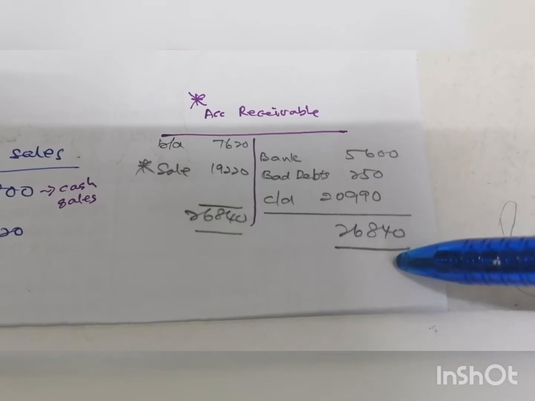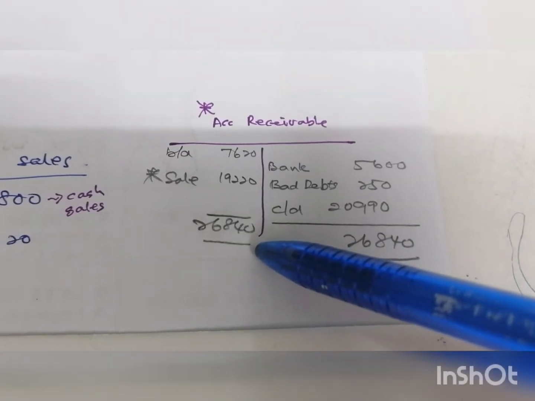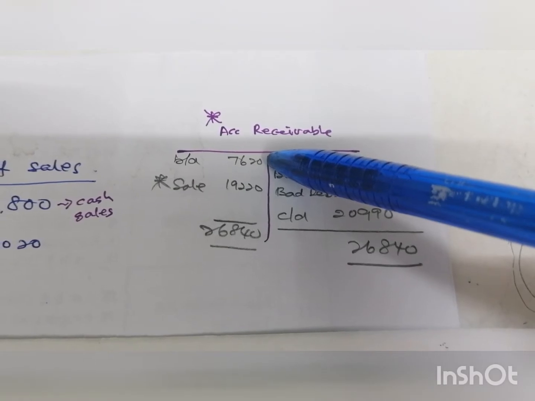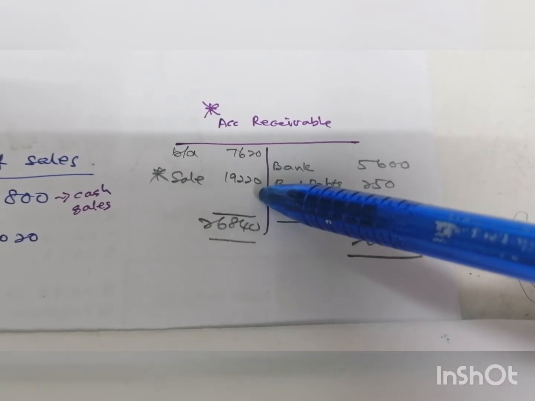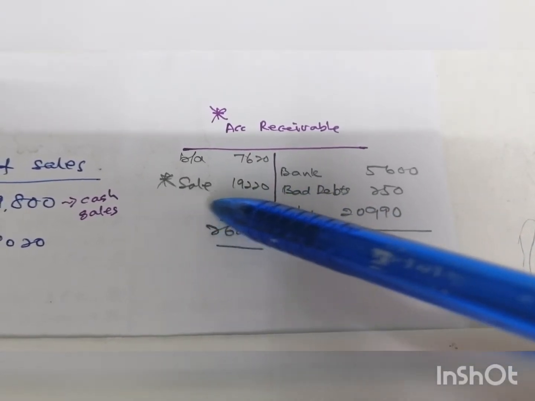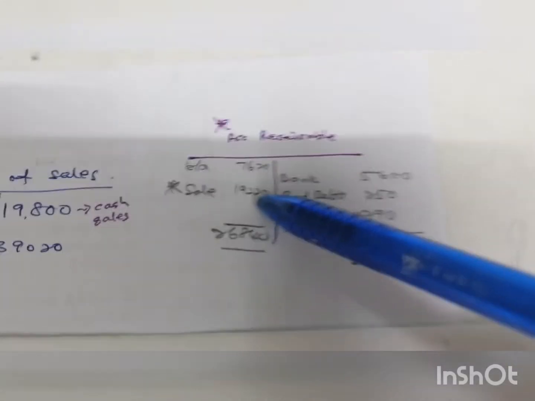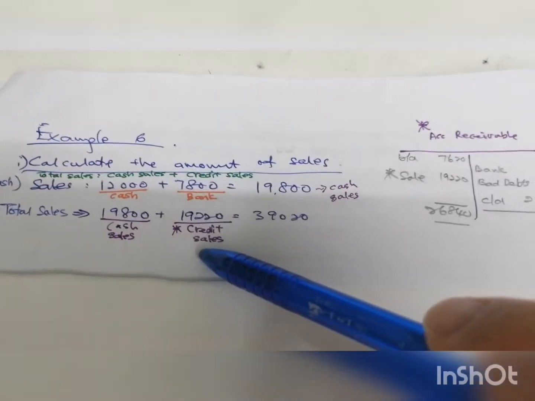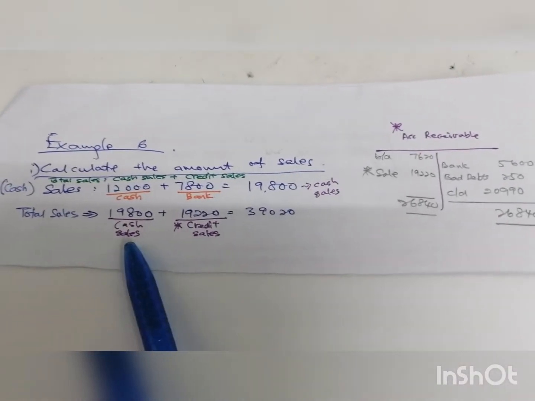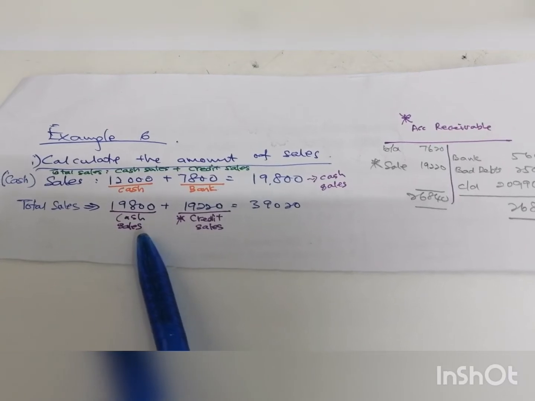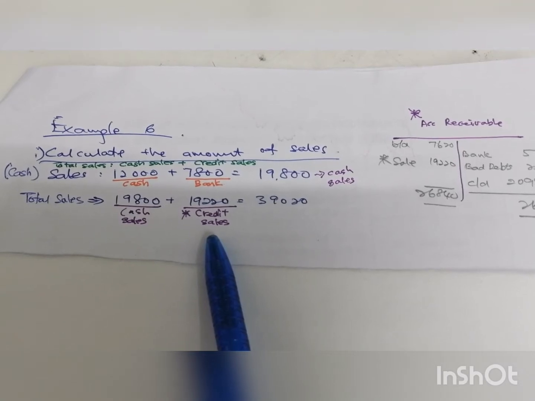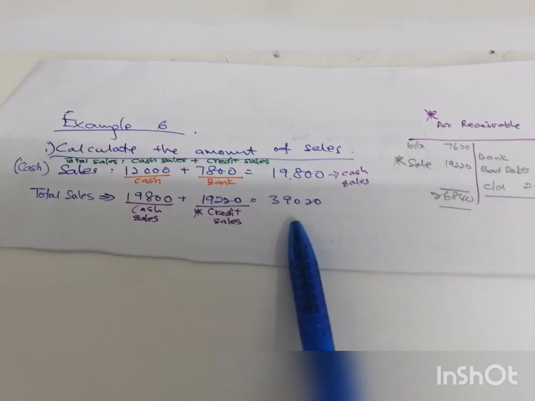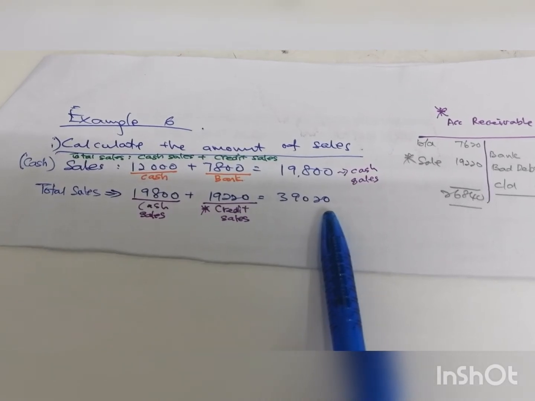When we add this up, we got this amount 26,840 minus the balance brought down 7,620. So we get to our account receivable. That means this one is the credit sales. So credit sales is 90,220. So we just add on here. Total sales equal to cash sales 19,800 plus credit sales 90,220 equal to total sales 110,020.